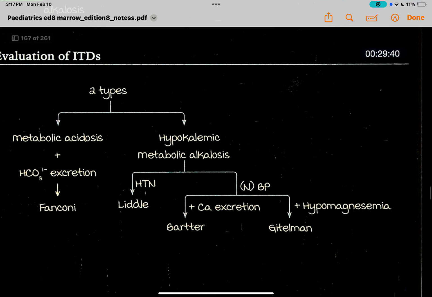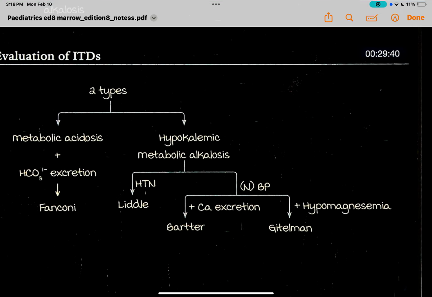Evaluation of inherited tubular disorders. There are 2 types. First is metabolic acidosis plus bicarb excretion, Fanconi's. Second is hypokalemic metabolic alkalosis. When you see hypokalemic metabolic alkalosis and there is hypertension, then it is Liddle's. But if you have normal blood pressure and calcium excretion, then it is Bartter's. If you have decreased magnesium, then it is Gitelman's.